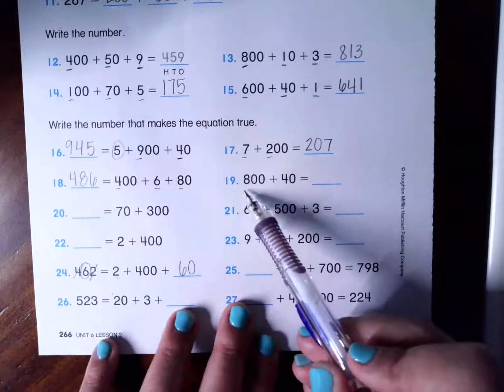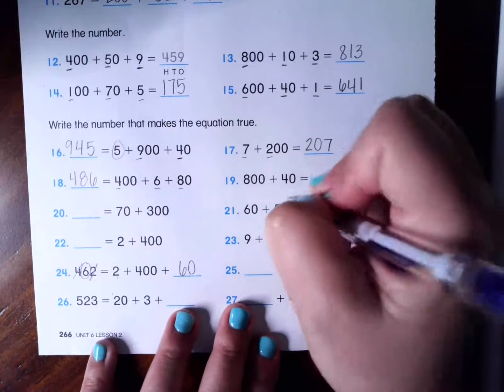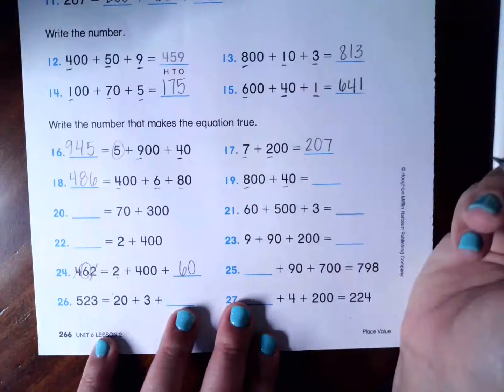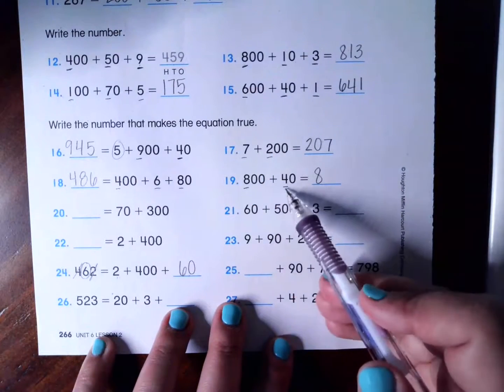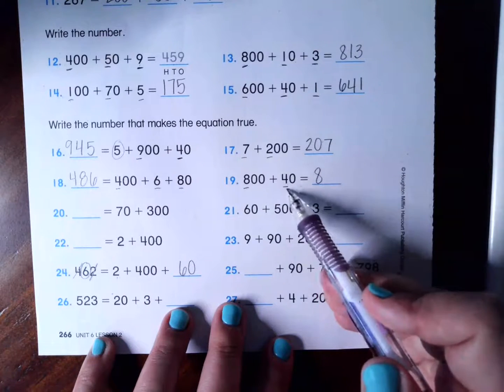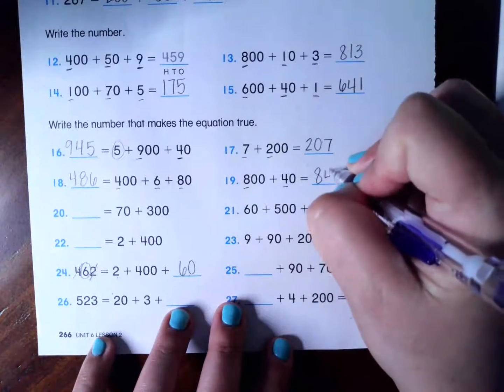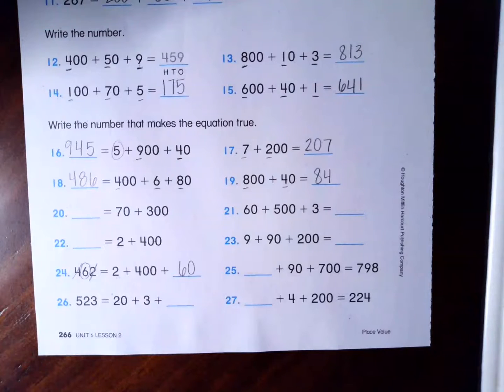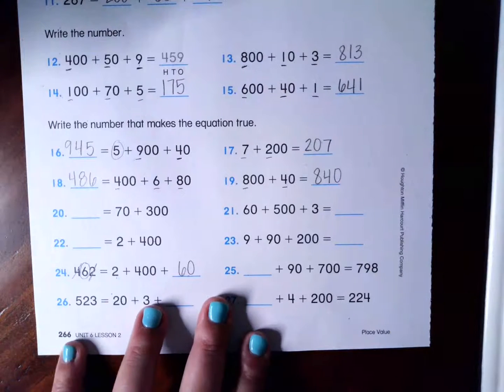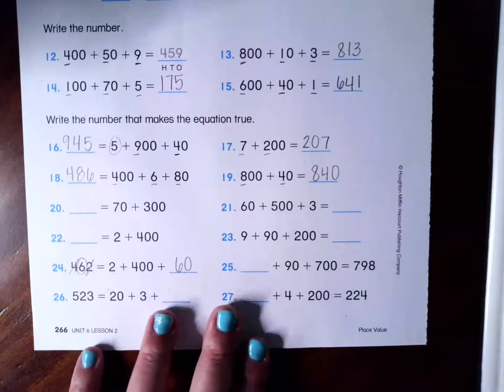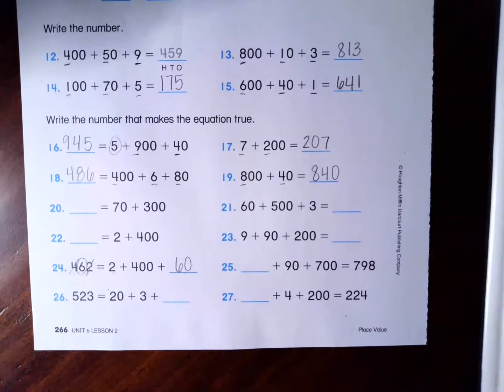Number 19, I have 800 plus 40. I'm going to look at each of my first numbers. I'm going to start with my biggest, which is 8. I have my tens right here for a 4. Now I don't see any ones. Am I done? No. I have to include that I have 0 ones. So you have to include that 0 or else it's not going to say 840.